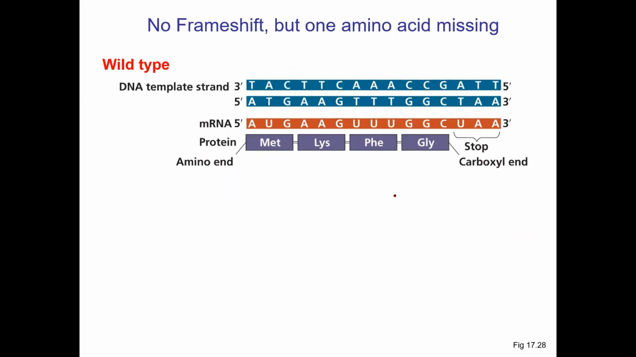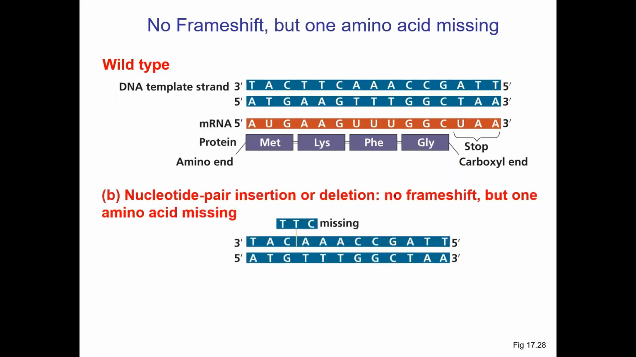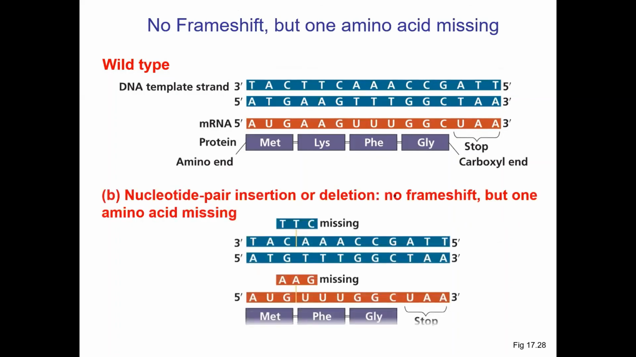Once in a while, a whole triplet is either deleted or added. You can see in this case, this triplet, TTC, is missing, and you're missing an amino acid. Again, this is the scenario where most of the protein is good. But if it's a crucial amino acid, we could be in trouble.